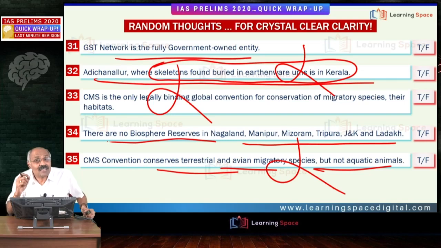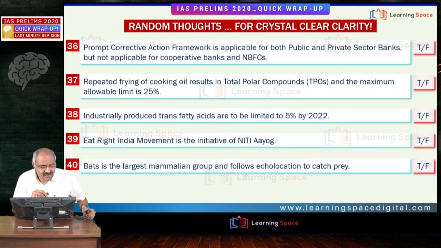Nokrek, that pertains to Garo Hills, is in Meghalaya. Then Dibru-Saikhowa and Manas in Assam. And Dihang-Dibang is in Arunachal Pradesh. These are, in fact, the biosphere reserves in Northeast. Of course, the other one is Kanchenjunga in Sikkim. We learnt in the previous classes, right? And then, let us look at the next one.